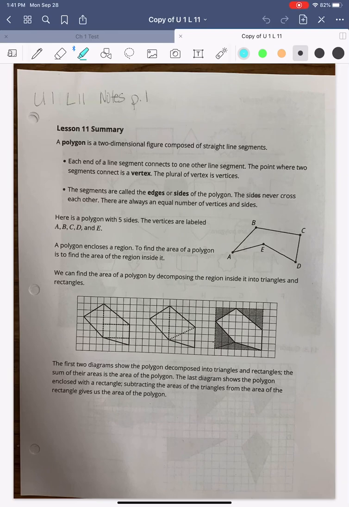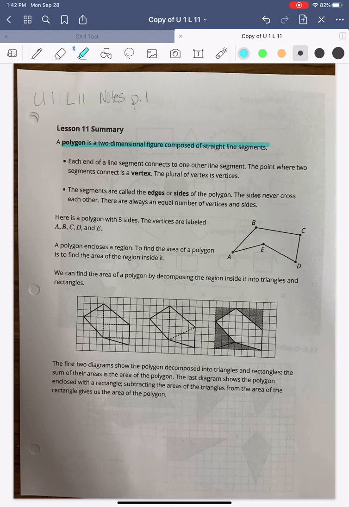Okay, in this lesson, we're going to look at what makes a polygon and how to find the area of complex polygons. So just to skim through this, and you can take time and pause the video and read it in detail if you want to, but the polygon is a two-dimensional figure composed of straight line segments.